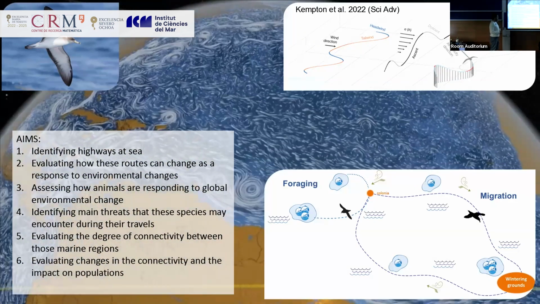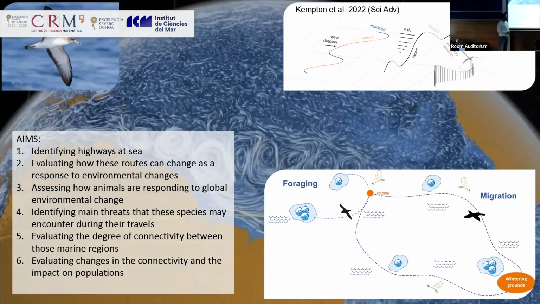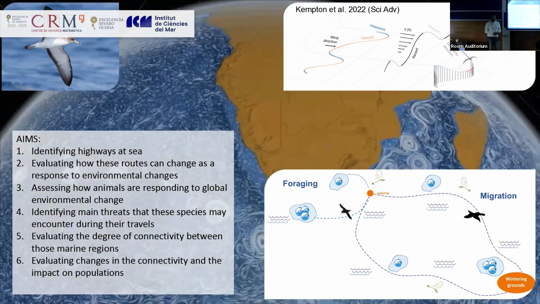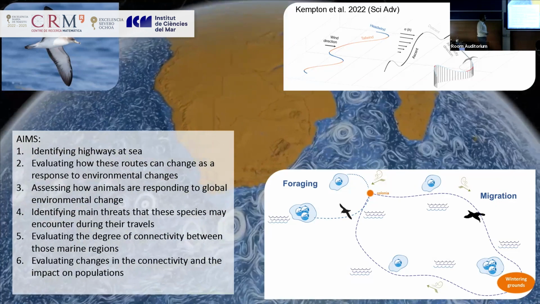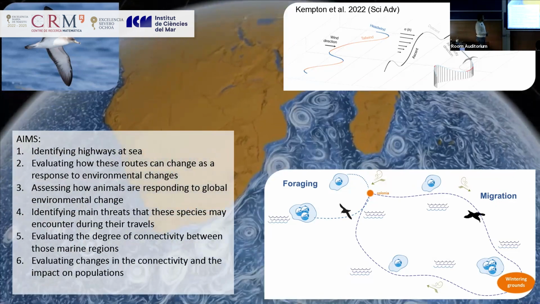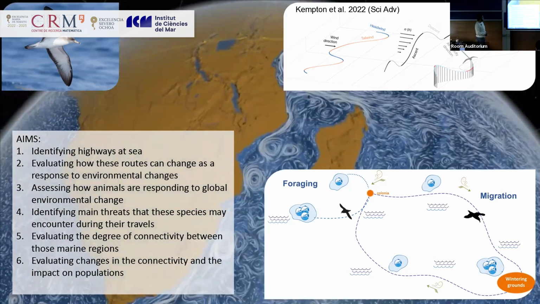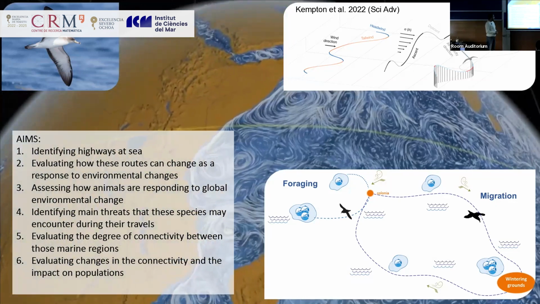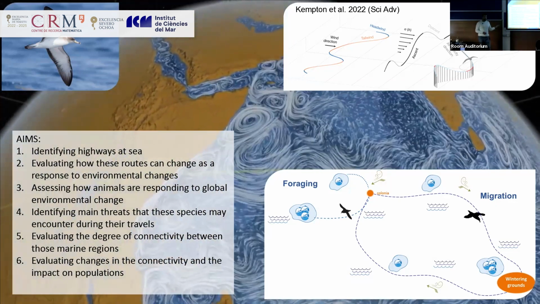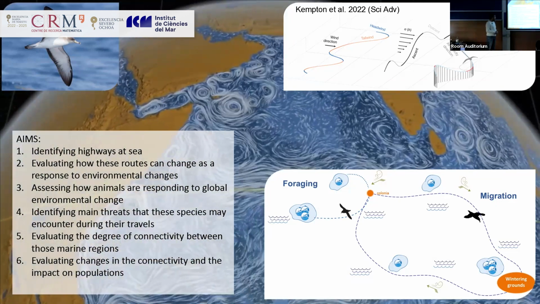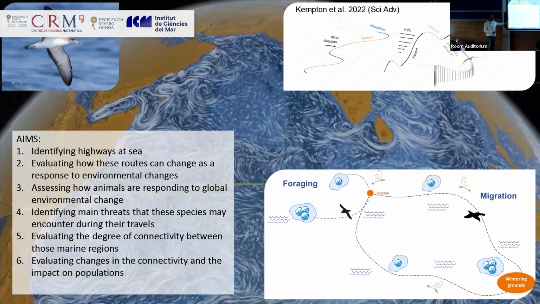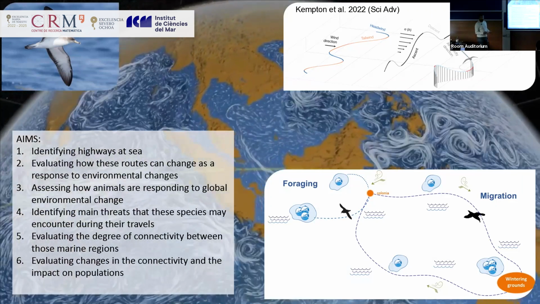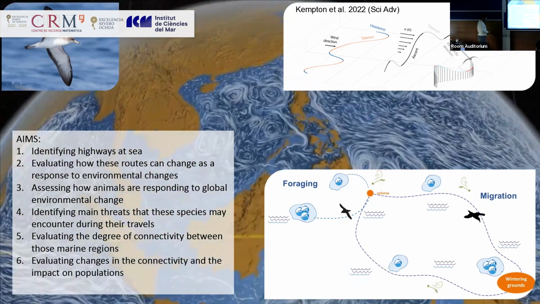We could potentially focus at two different scales. At the smaller scale, investigating these foraging movements. At the larger scale, investigating these migratory movements. We could potentially deal with these aims or objectives, like, for example, identifying highways at sea, evaluating how these routes can change in response to environmental changes, assessing how animals are responding to global environmental change, identifying main threats that these animals are facing while traveling, evaluating the degree of connectivity, and evaluating how this connectivity can change in time and how populations can respond to these changes.